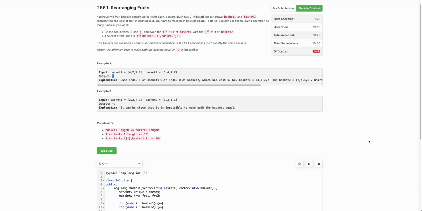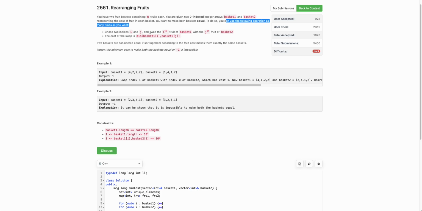Hello everyone, welcome back. In this video, we'll be discussing the last problem of today's weekly contest, rearranging fruits. The problem states that you are given two fruit baskets, each containing n fruits, and you want to make both the baskets equal, and you can do the following operation as many times as you want.